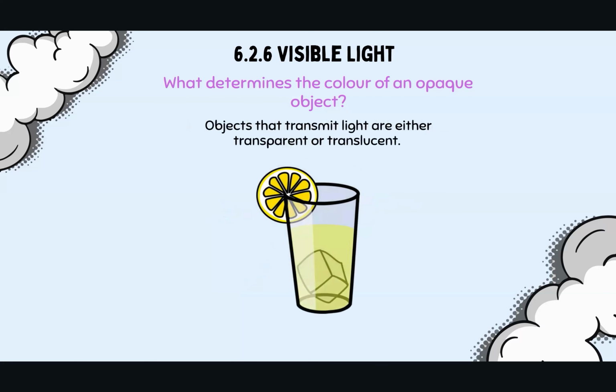Now, objects that transmit light are either transparent or translucent. For example, drinking water, orange juice or lemonade, which is quite light in color, you can just about see through it slightly, and that's because it is slightly translucent. Whereas the windows in our house are transparent.